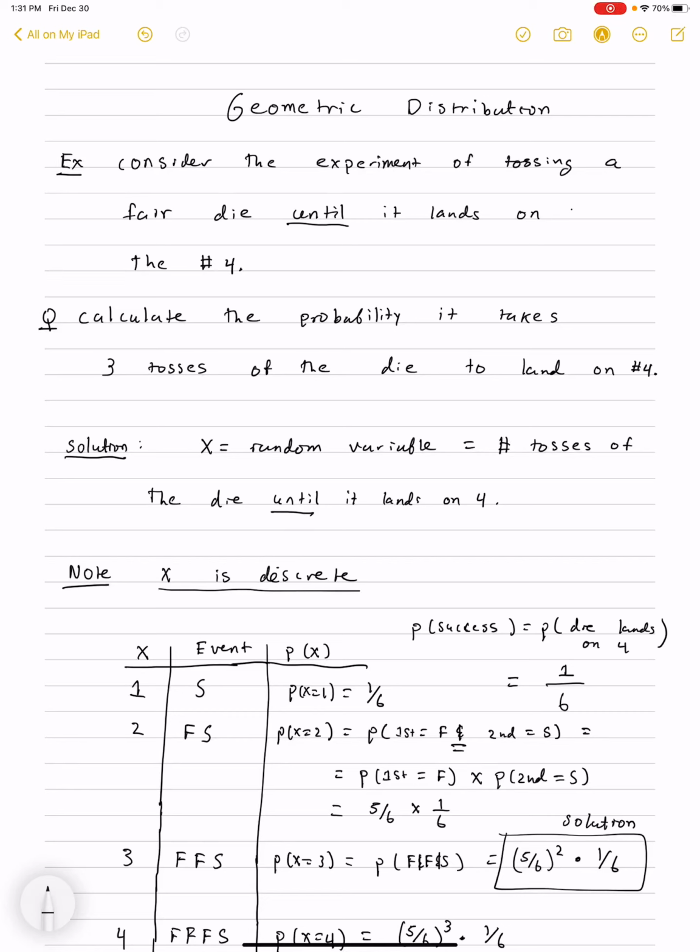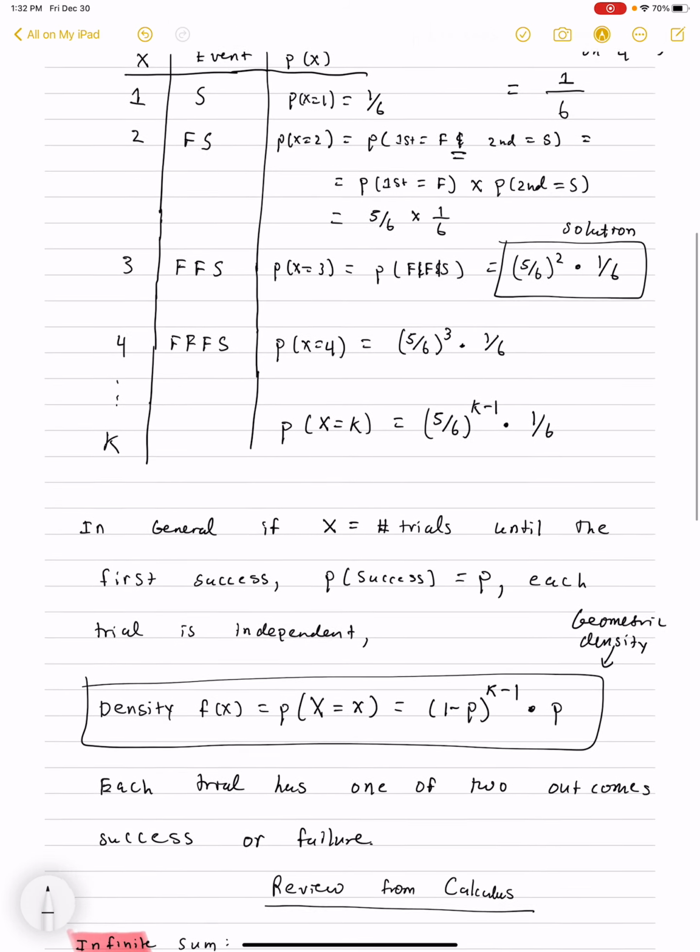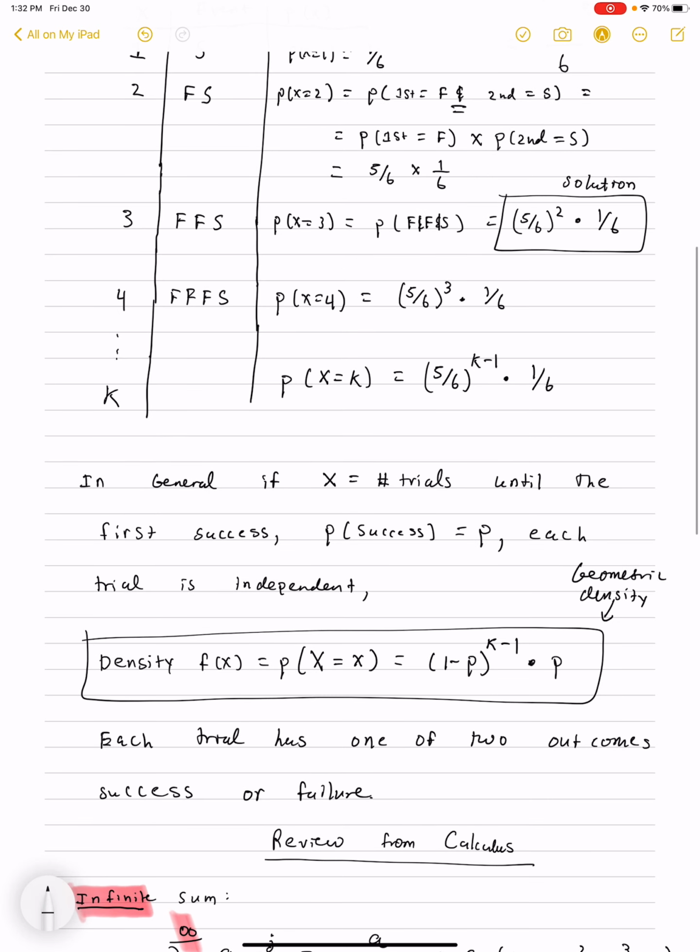Today I want to talk to you in more detail about this example on the geometric distribution. We previously considered the experiment of tossing a fair die until it lands on number 4, and we had previously calculated the probability it takes 3 tosses of the die to land on 4. We discovered that this led to a geometric distribution. The geometric distribution is summarized by this geometric density that is in this box, and that probability density formula is very nifty for calculating probabilities.